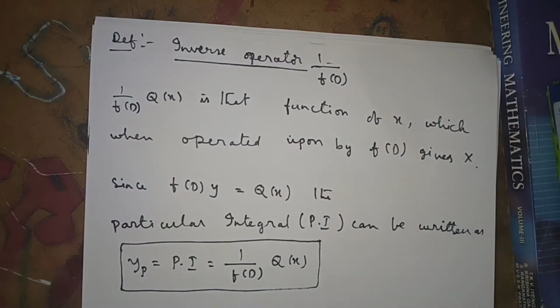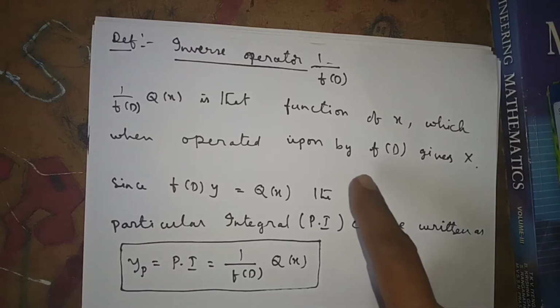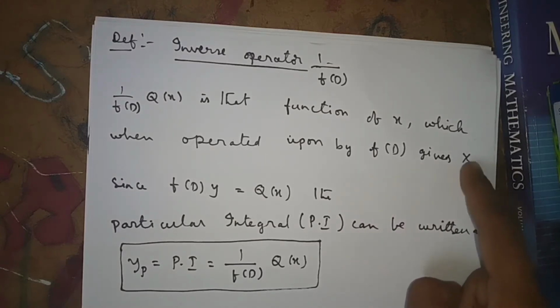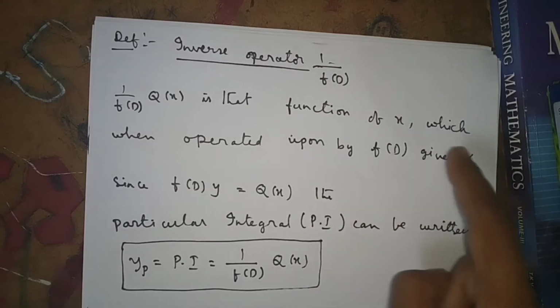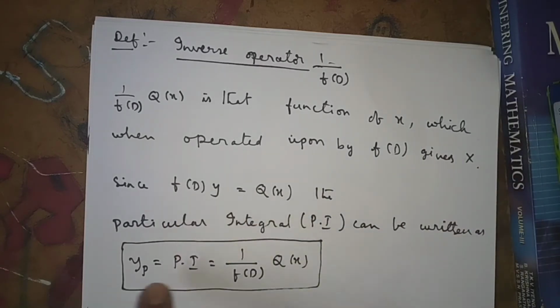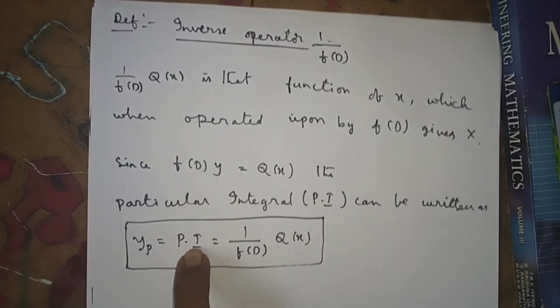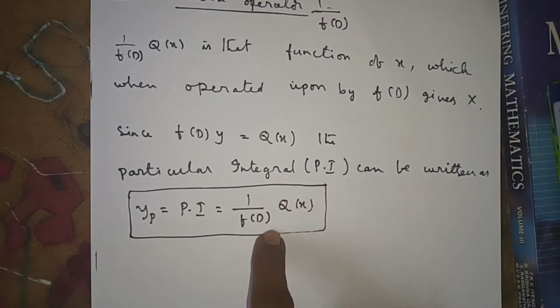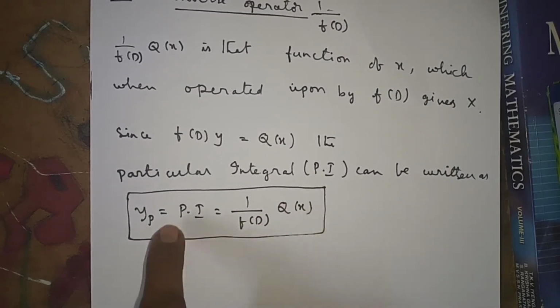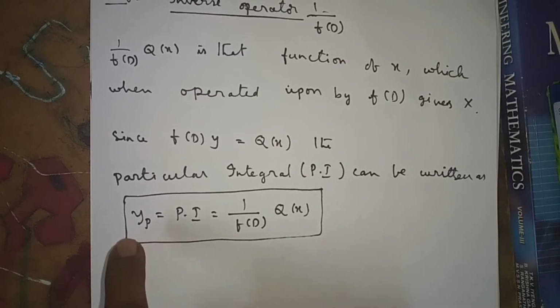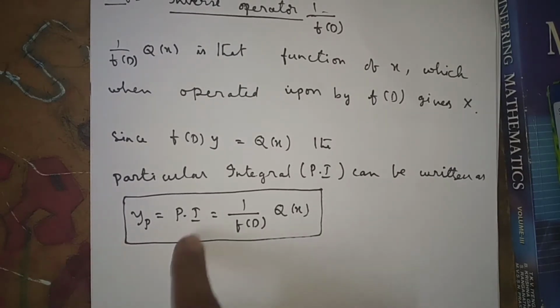1 by f of D into Q of x is that function of x which when operated upon f of D gives x. X means Q of x. Now that's why particular integral is equal to, always we should write, 1 by f of D into Q of x. Particular integral we can denote with yp. Yp means P stands for particular integral. Yp is equal to PI is equal to 1 by f of D into Q of x.